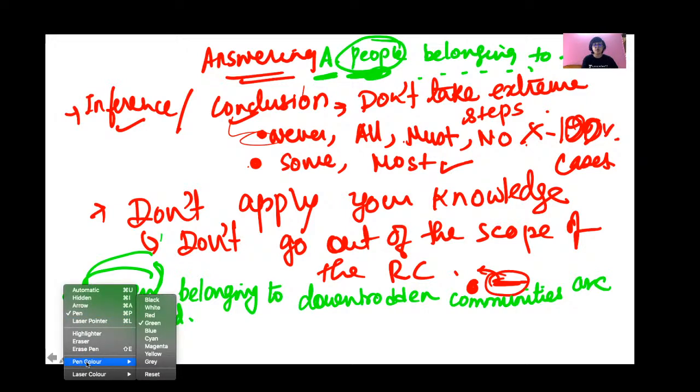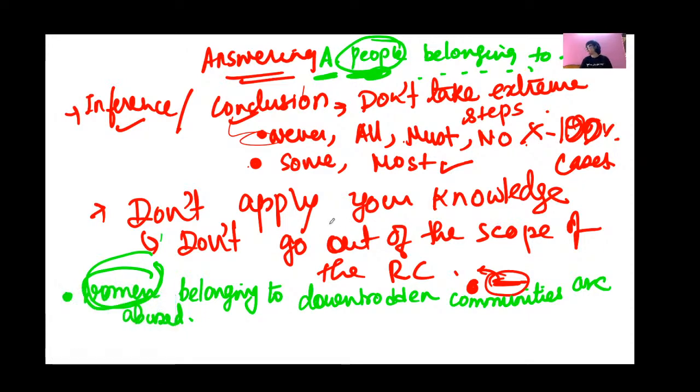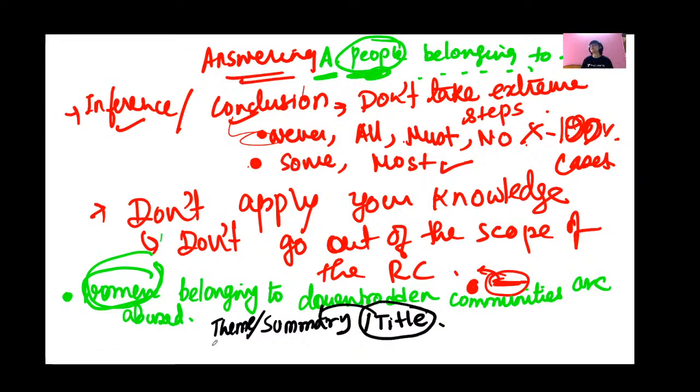Next thing is your summary and your title. Always remember, summary, theme and title, these three things are very similar to each other. The only difference is your title is a concise form of your summary. If your summary is of 3-4 lines, your title will have only 4 to 5 words. This is a concise form of your summary or theme.